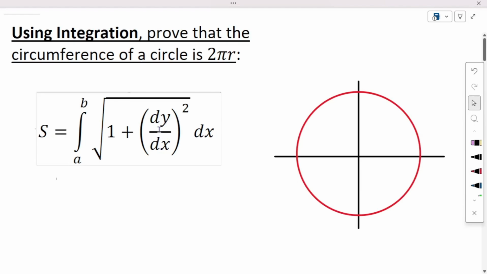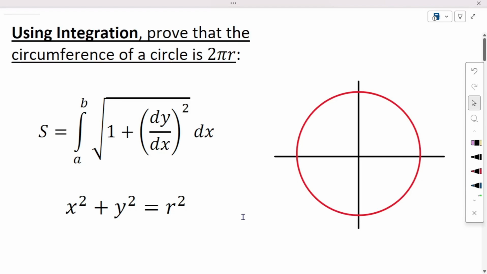Now this dy by dx is actually given by another specific formula that we should all know by now. I bet this equation looks really familiar. Well, this is an equation of a circle. This exact circle that we have right here, that's the equation. That's the standard equation of the circle.